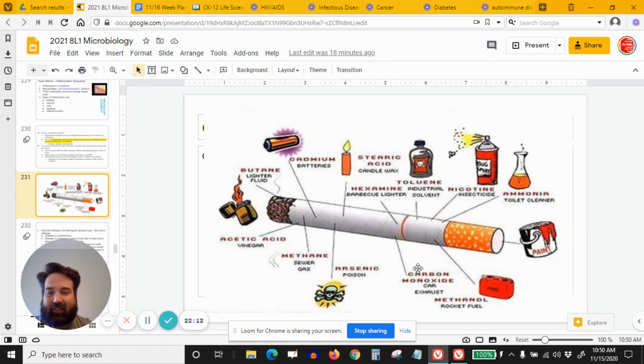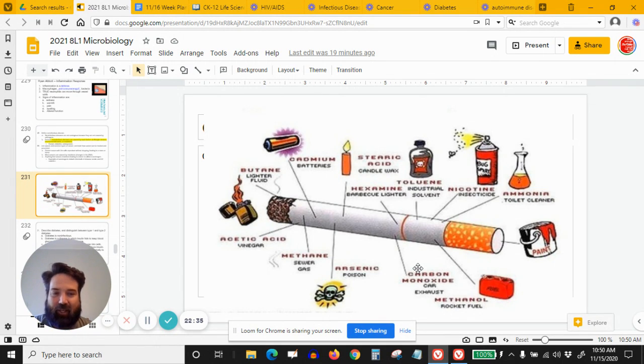Nicotine was evolved by tobacco plants to kill insects. It is a natural insecticide. To humans, it is addictive. It affects every part of the body because you're breathing it in. It goes into your bloodstream. It goes to every part of your body. It's not good for you.